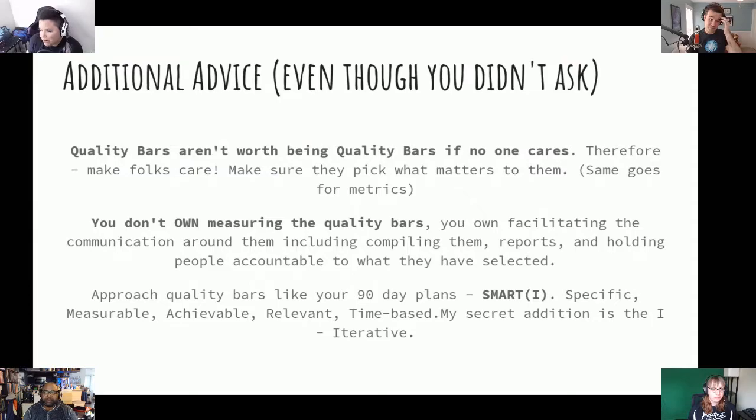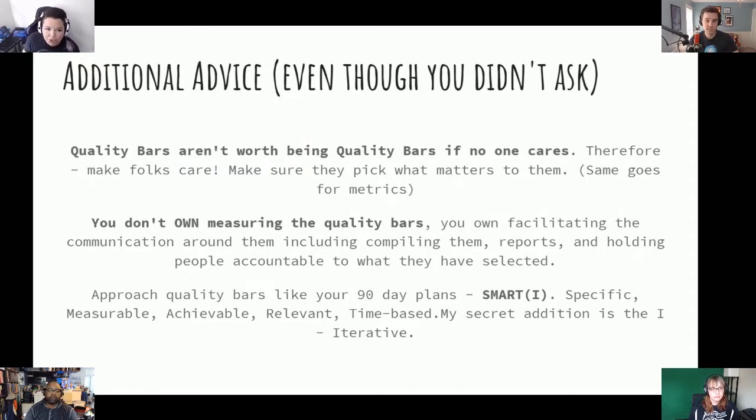So you don't own measuring the quality bars. You own facilitating the conversation around them. You own compiling them. I mean, you don't have to own compiling them, but I would say, why not? You need to know what they are, because you're going to derive more testing and more quality methodology from this. You own the reports, and you own holding people accountable to what they've selected.